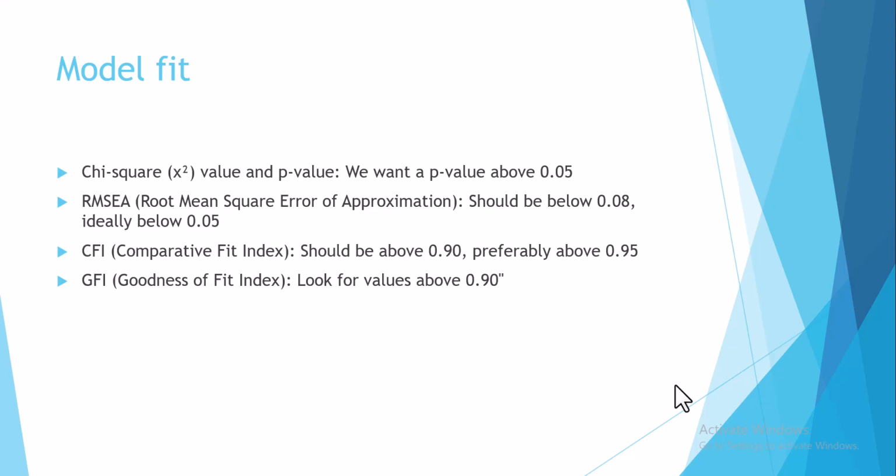Okay, finally, let's see what are the model fit values. So these are the threshold points that you need to keep in your mind. The first one is the chi-square value, and ideally we want a p-value above 0.05. Root mean square error, this value should be below 0.08, ideally below 0.05. Comparative fit index and goodness of fit index, these both values should be greater than 0.90.